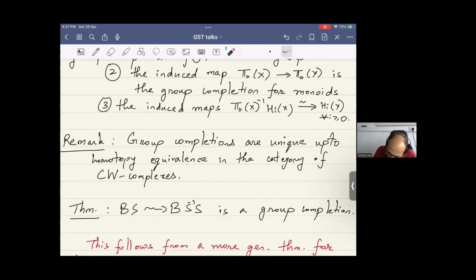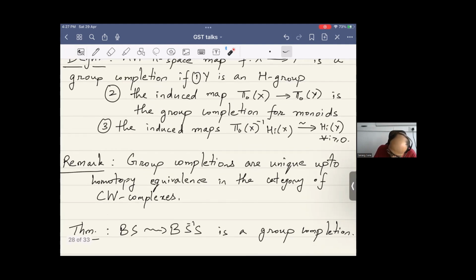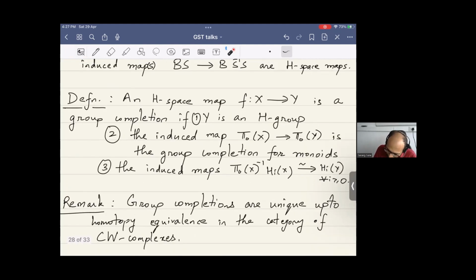Okay. So first of all, group completions are unique up to homotopy. It's not clear they exist, but if they do exist, then they are unique up to homotopy equivalence in the category of CW complexes. And you can kind of read off why, because you will have a map X to Y and X to Y prime. So suppose you have two group completions, and based on the data that it's an H group, it will give you a continuous map from Y to Y prime and the other way.